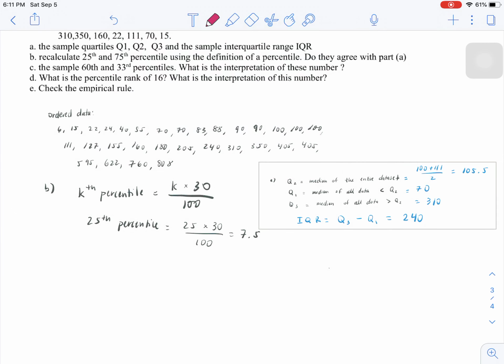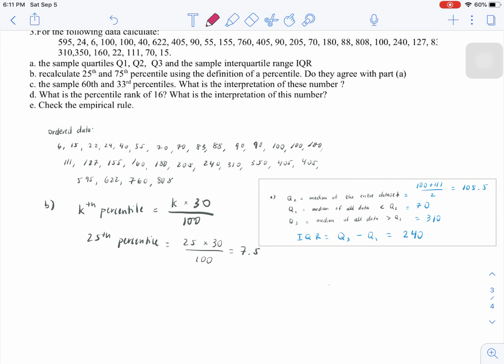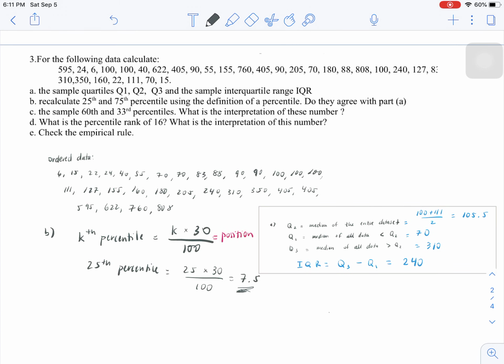I want to emphasize here that 7.5 is not your final answer. 7.5 is the position of the data point that is at the 25th percentile. So that tells me that the 7.5th data point is the 25th percentile. Now, what does it mean to be in the 7.5th position?